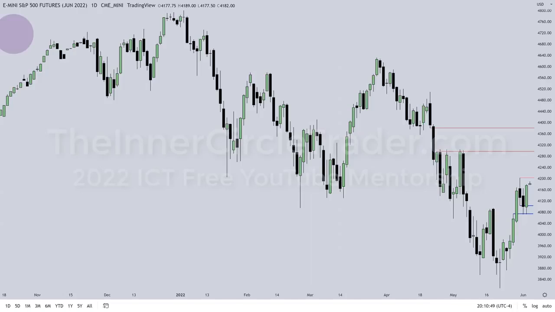Hope everyone's doing well. So we are in episode 37 of the continuous series of the ICT Mentorship for YouTube 2022. Here's our daily chart for the E-mini S&P June contract for 2020. And you can see we have worked inside this fair value gap. This is also a breaker.